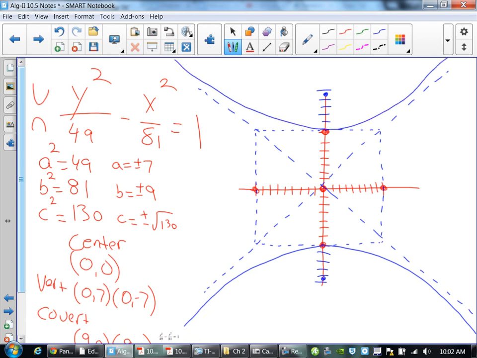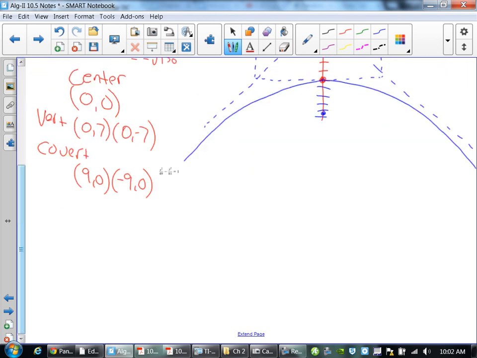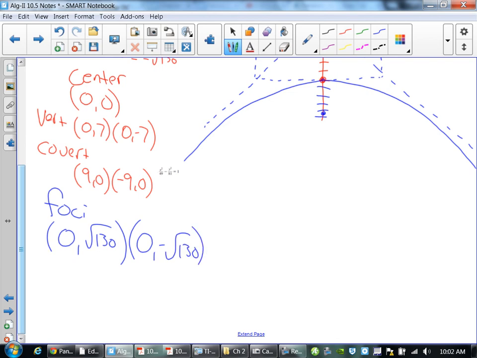I'm just confused. How to do the foci? I approximated because 130 is between 121 and 144, so it's between the square root of 121, which is 11, and the square root of 144, which is 12. So it's somewhere between 11 and 12. I'm just doing quick approximations, just to get an idea, because now I just label it on my graph that my foci are at 0, root 130, and 0, negative root 130. That's all I'm doing.